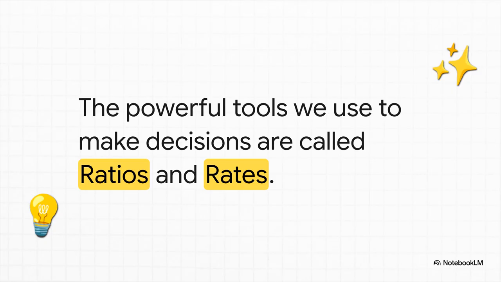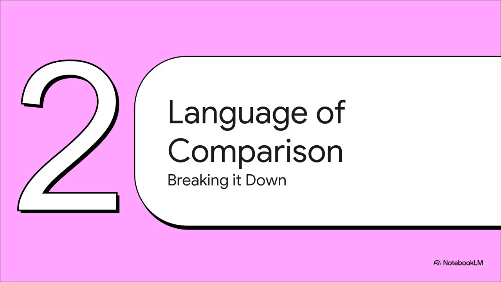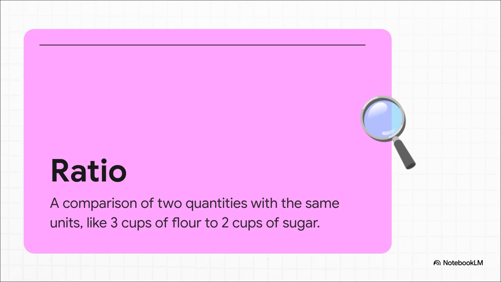This is the language we're using to make these smart comparisons, turning what feel like complicated questions into simple, solvable problems. Okay, so what do those words ratios and rates actually mean? Let's break down this language of comparison so it's all crystal clear. First up, we've got the ratio. A ratio is just a comparison of two things that have the same units.